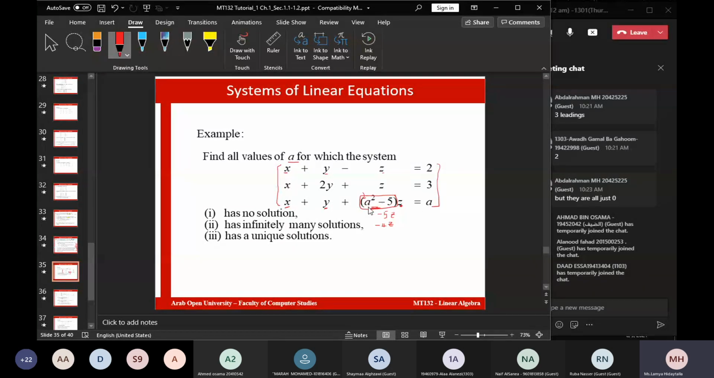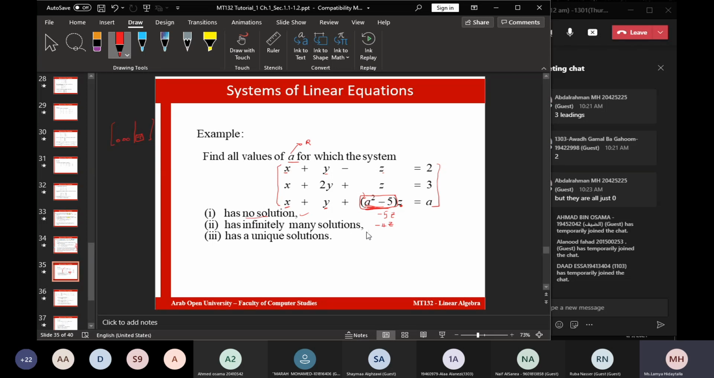Some coefficients are given in terms of A, where A is any real number. Then he wants me to know for what values of A it will give me no solution. That is, I will get a form with a row of all zeros and here a number like minus 2 or minus 5, whatever. So for this to be a number, which values will give me no solution?